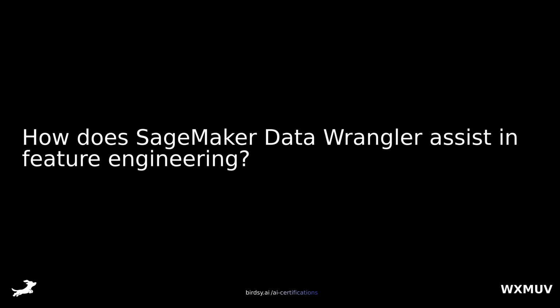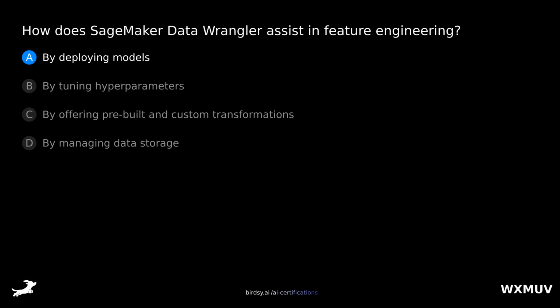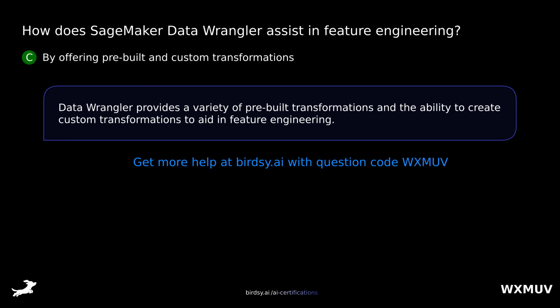How does SageMaker Data Wrangler assist in feature engineering? Is it A, by deploying models, B, by tuning hyperparameters, C, by offering pre-built and custom transformations, or D, by managing data storage? The answer is C, by offering pre-built and custom transformations. Data Wrangler provides a variety of pre-built transformations and the ability to create custom transformations to aid in feature engineering.